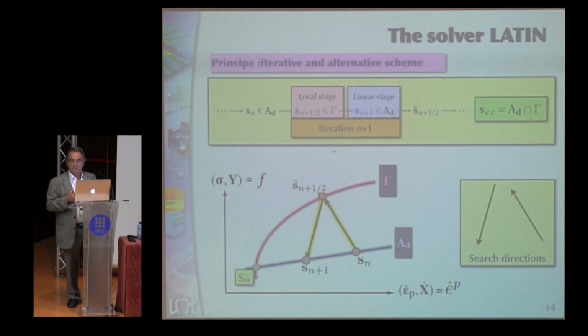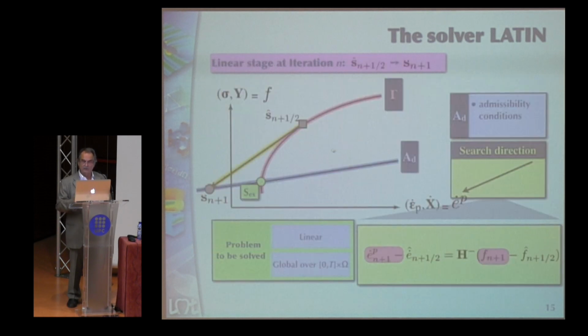So we use the LATIN solver, which is very suitable because the LATIN solver is global over the time-space domain. We solve alternately the two sets of equations that you have here. And for that, we introduce two search directions, which are in yellow. So at each iteration, we have two stages. The linear stage: we know this point, we want to determine this one here. This point should be admissible and also satisfy the search direction that you have here.